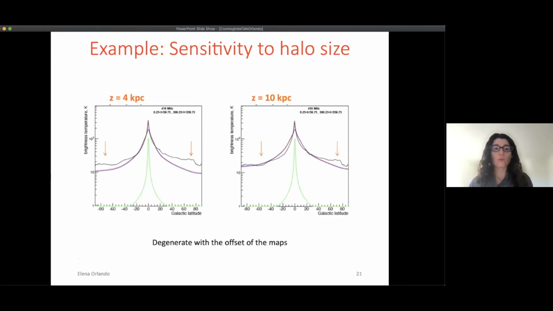These are examples of the synchrotron latitude profiles for a propagation model with a halo of 4 kiloparsecs on the left and 10 kiloparsecs on the right. So when fitting to the data, the halo size is degenerate with the offset of the map. There are some parameters in the modeling that are degenerate with the offset of the map, and this is particularly important for some radio surveys where the offset is not known with a high precision.